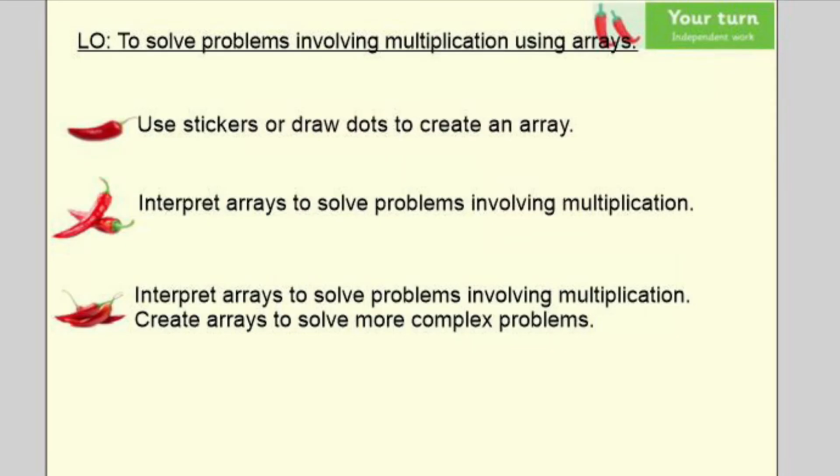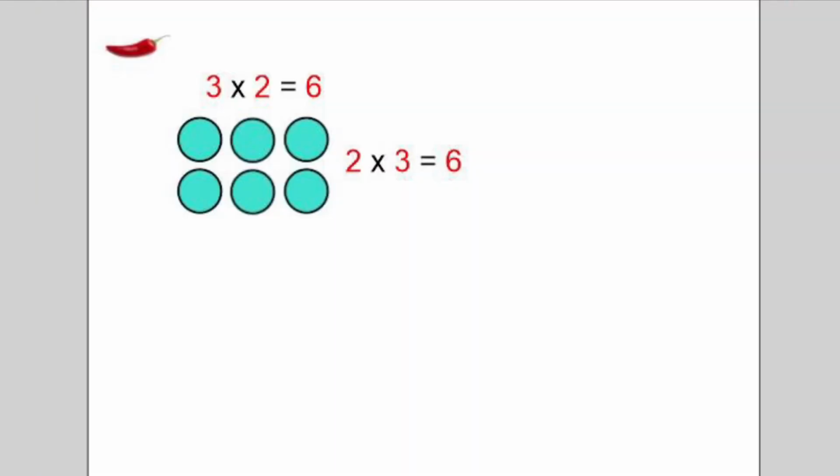Now it's time for some chili challenges for you to have a go at home. For chili 1, I'd like you to have a go at creating some arrays yourself. So you might like to use coloured stickers if you've got any, or if not, you can just draw the dots and colour them in. So here I've created an array and I've done 2 going down and 3 across to show that 3 times 2 is 6 and also 2 times 3 is 6. You can create any array you like, but remember it's easier to count in 2s, 5s or 10s, so try and include those numbers either going down or going across.